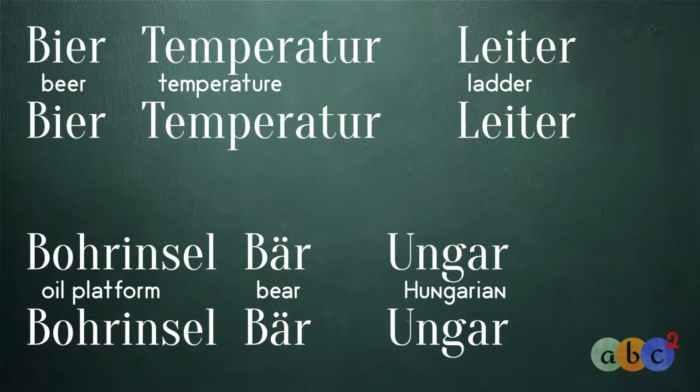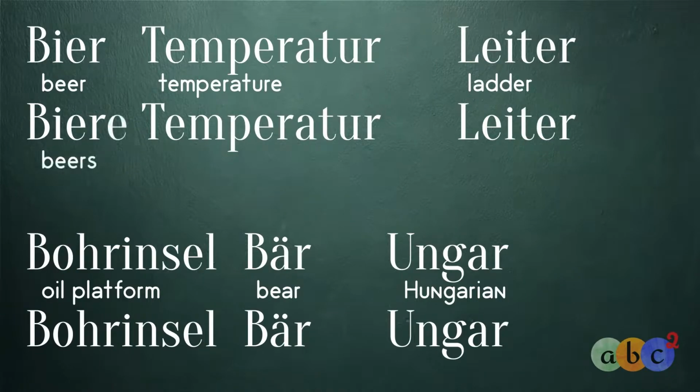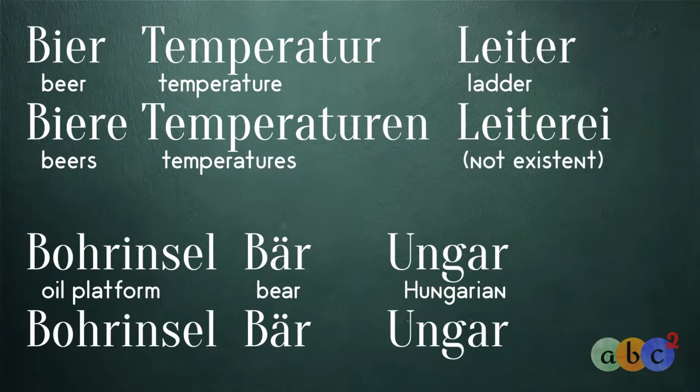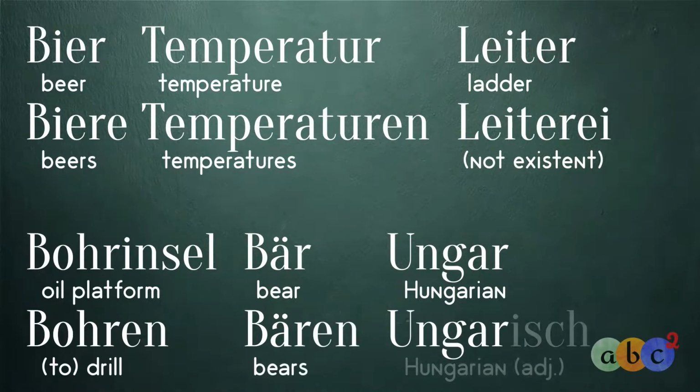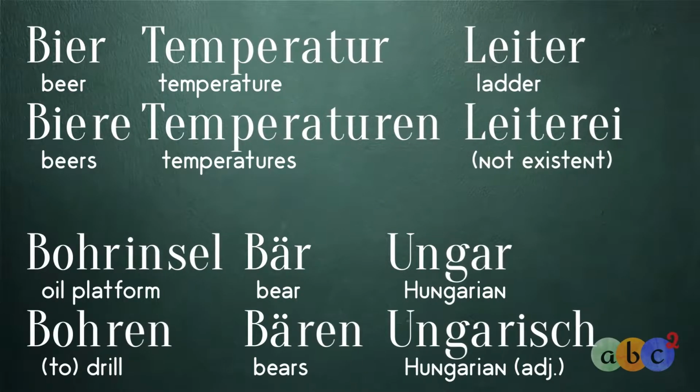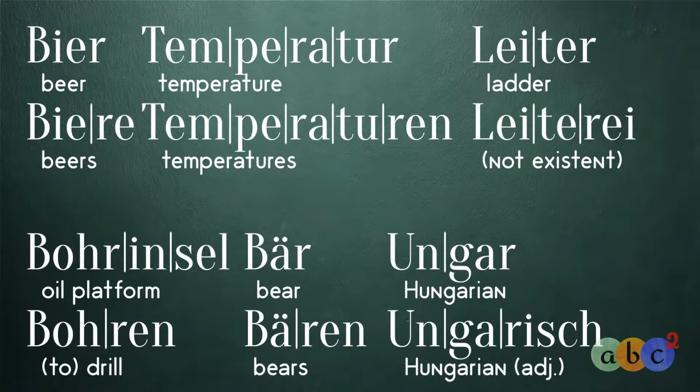If we change up the words a bit, the R comes back all of a sudden. Biere, Temperaturen, Leiterei, Bohren, Bären, Ungarisch. The key of understanding what is happening here are the syllables. If we divide up the words into each syllable one by one, it becomes clear how the former rules simply apply now to each individual section. Does the R stand at the beginning or follow after a consonant, it sounds strong. Ungarisch. If it comes after a vowel and is positioned at the end of the syllable, the sound is soft. Bohrinsel. This separation will come instinctively to you. Trust me, you don't want me to get into the different syllables and their composition. It's a pain to learn and not that necessary.